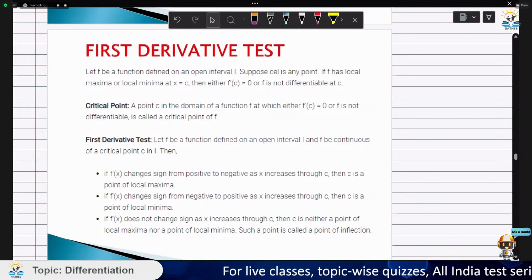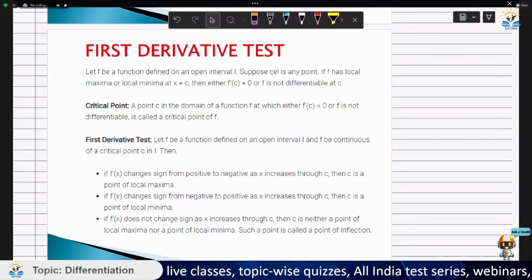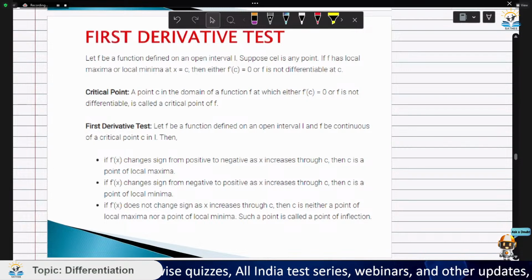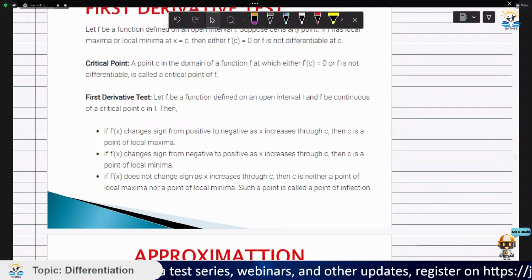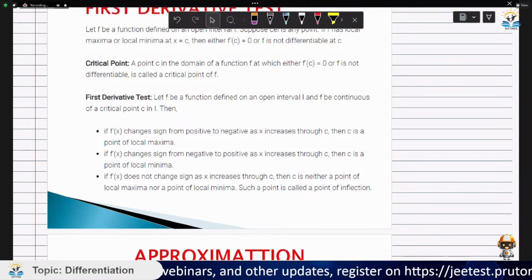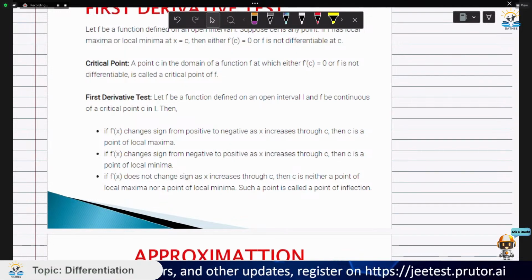So what is a critical point first? A point c in the domain of function f at which either f dash c is 0 or f is not differentiable is the critical point of f. Okay, so let f be a function defined in an open interval I and f be continuous at a critical point c in I. Then if f dash changes its sign from positive to negative as x increases through c, then it's a local maxima.